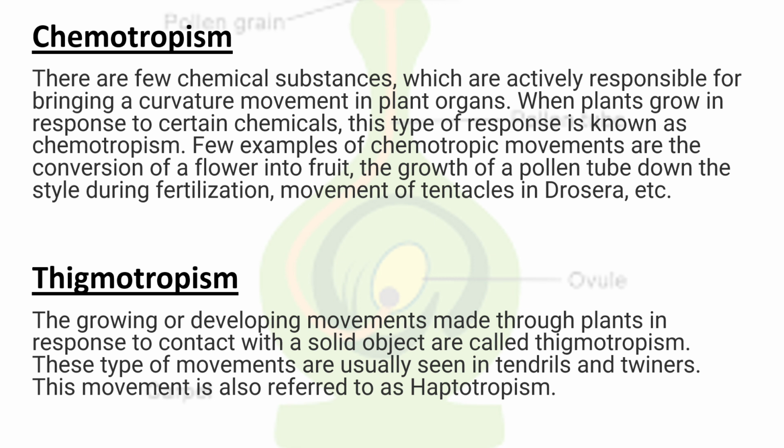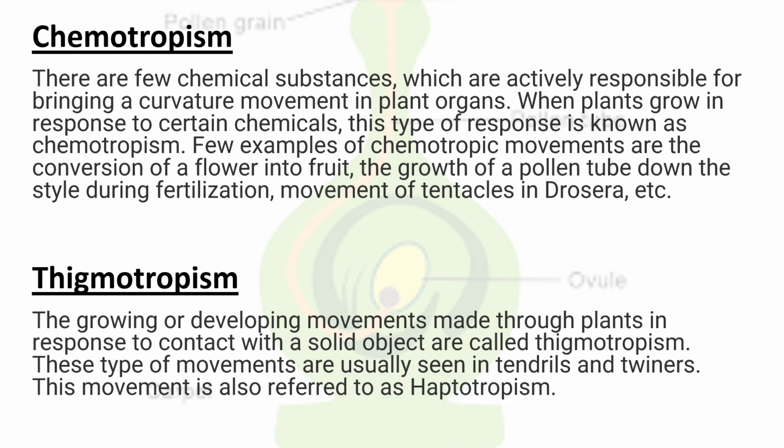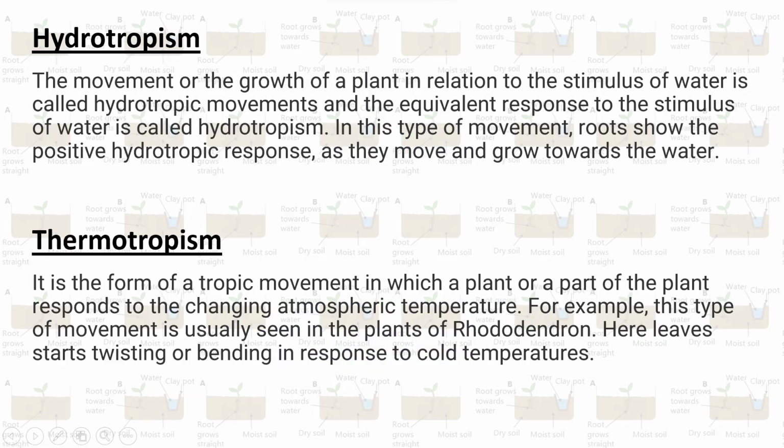Thigmotropism. The growing or developing movements made by plants in response to contact with a solid object are called thigmotropism. These types of movements are usually seen in tendrils and twiners. This movement is also referred to as haptotropism.